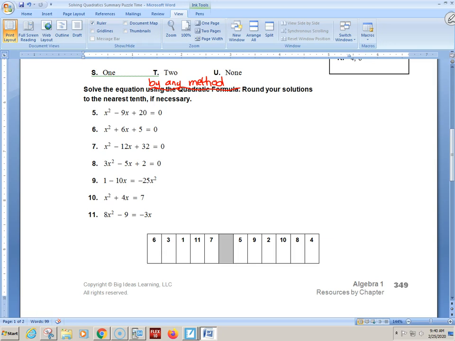Because one, you have to go 1 times 6. So let's check our X's real fast. For number 5, if I was to throw an X in there, does anything multiply to be 20 and add to be negative 9? Negative 5 and negative 4.